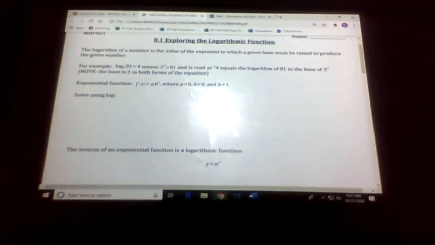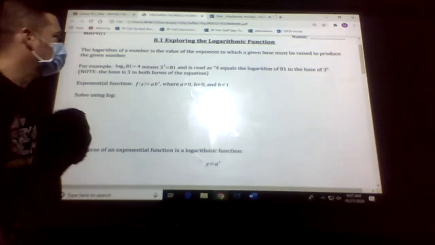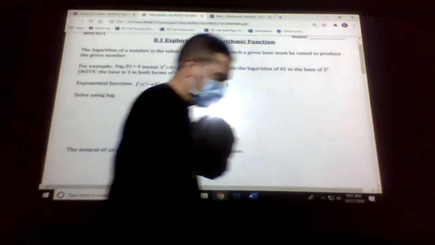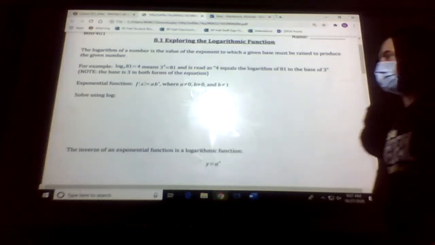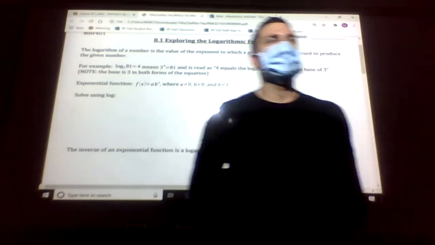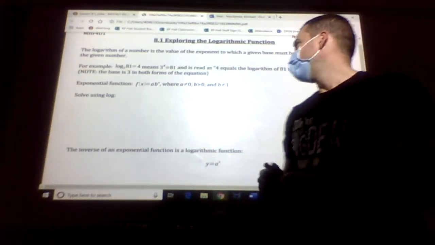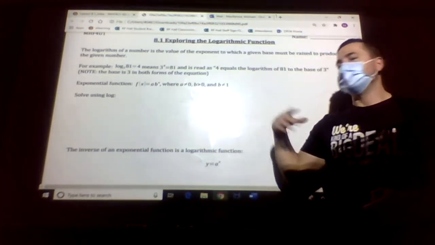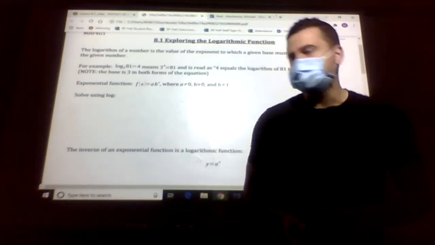Okay, 8.3, exploring logarithmic functions. Last year in 11U you learned that you use logs not to get rid of an exponent, but to isolate for an exponent. So whenever we want to solve for x and it's in the exponent, we want to use logarithms in order to isolate for x.